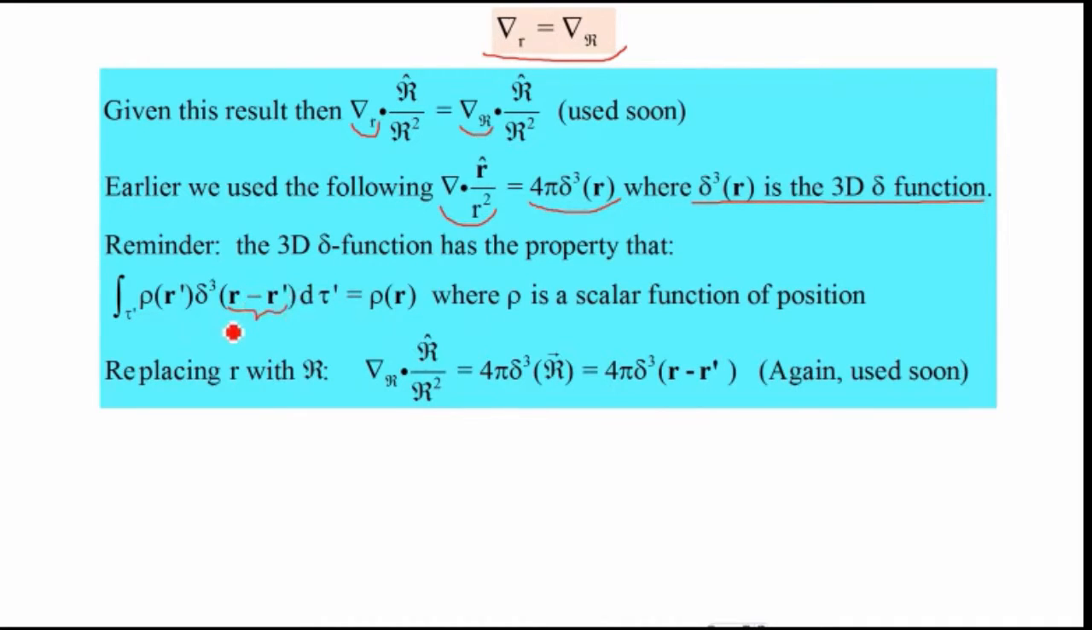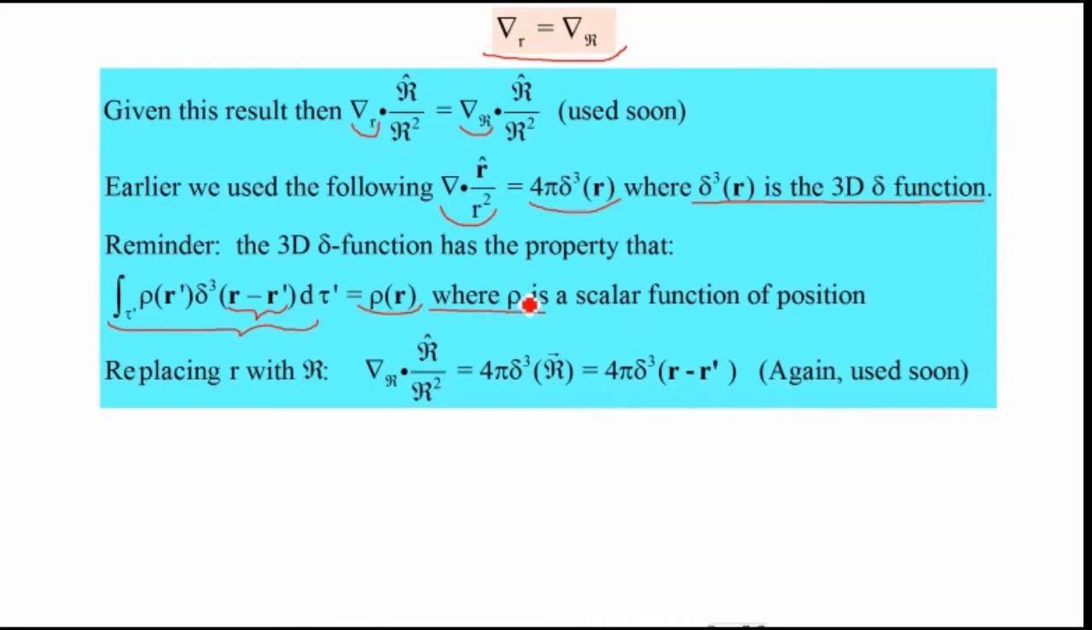The way this works is that when this quantity goes to 0, the integral tells you to evaluate this scalar function at the position where this goes to 0. That would be when r prime equals little r. So you take this integral, and the thing that's left is the function itself evaluated where the argument goes to 0, which is when r equals r prime.